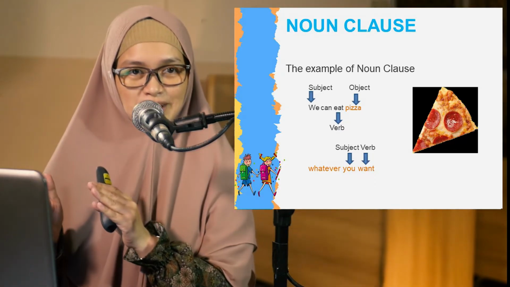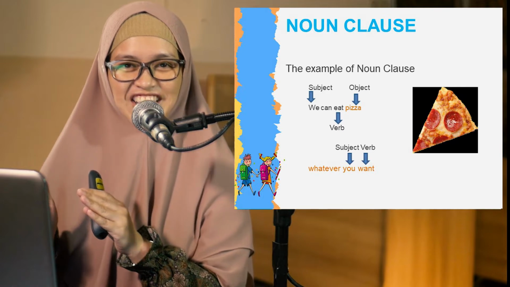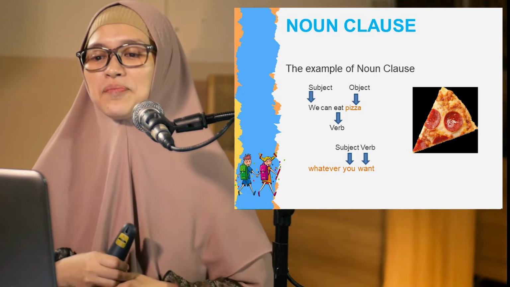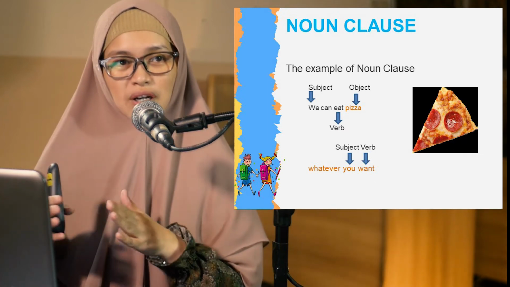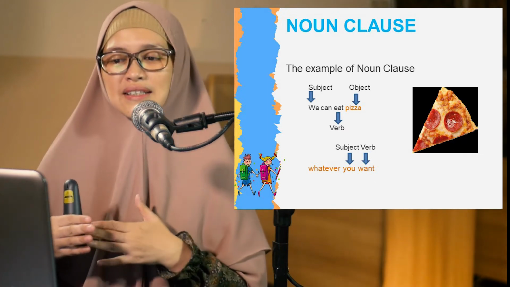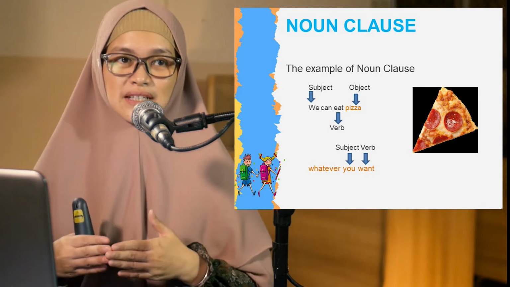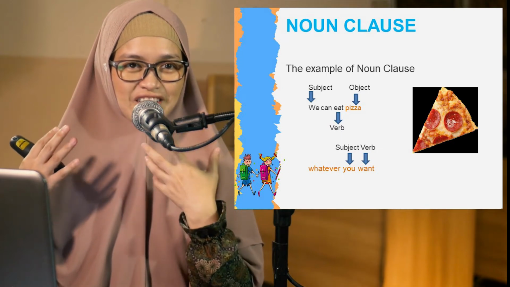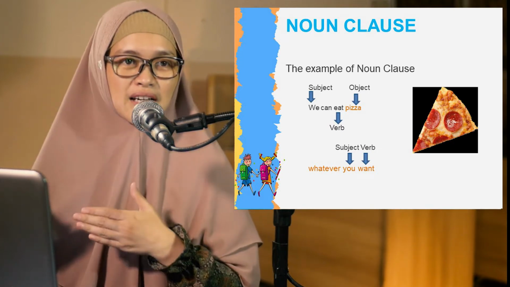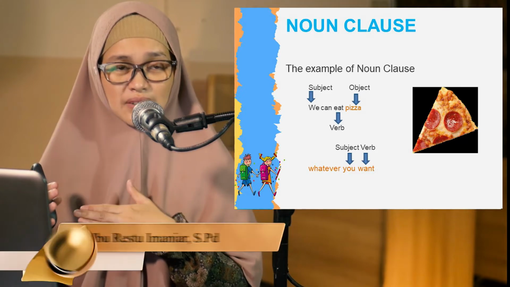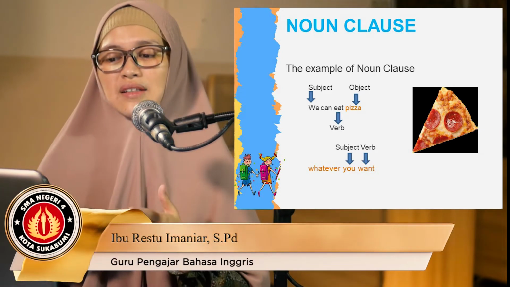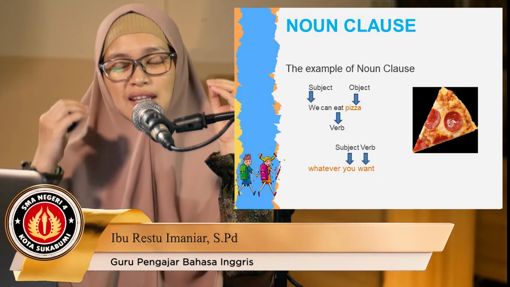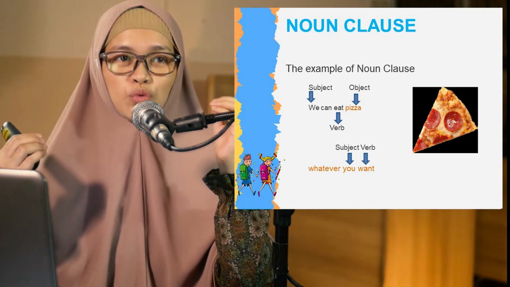Let's see here. A pizza. I'm fasting anyway. But let's see here. I give you an example sentence: we can eat pizza after iftar, after buka puasa, right? We can eat pizza. The pizza here, somehow we can replace it with whatever you want. Pizza could be replaced by whatever you want.